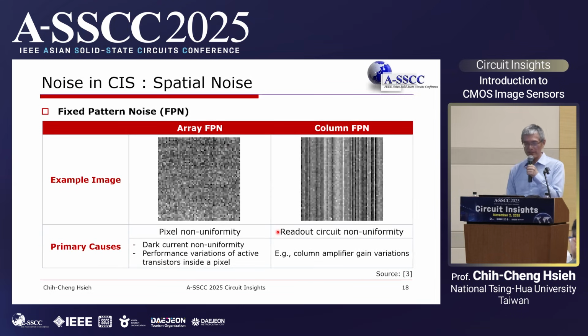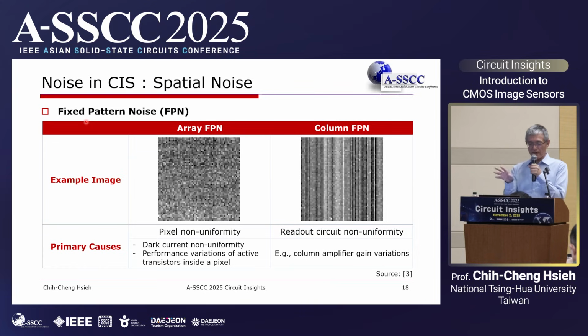Okay, for the spatial noise, we can classify it into array fixed pattern noise or column fixed pattern noise. We say it is fixed pattern noise because it is not dependent on illumination. And after manufacturing, it comes from the non-uniformity, like the mismatch in circuits. It will be fixed. So that's why it's called fixed pattern noise.